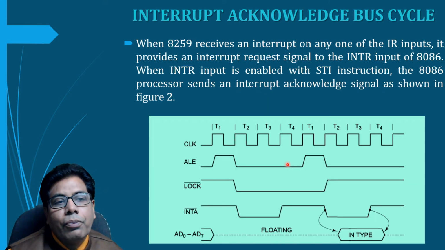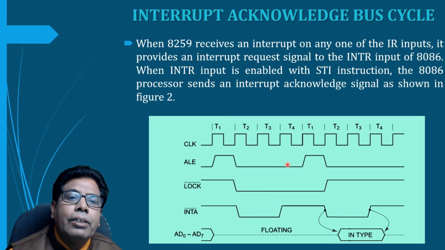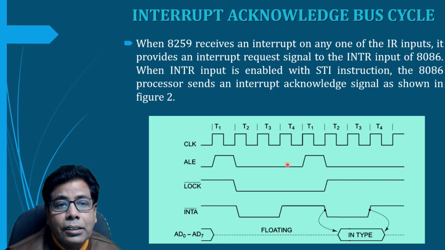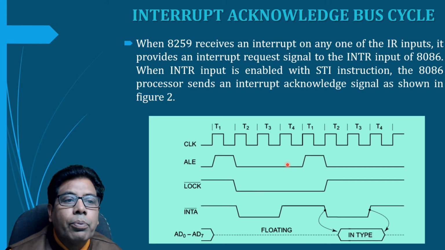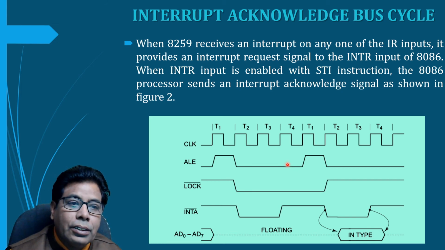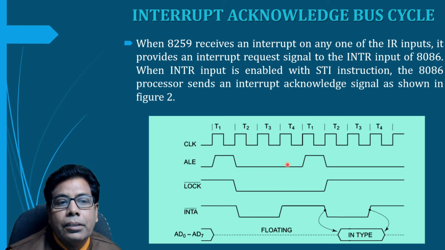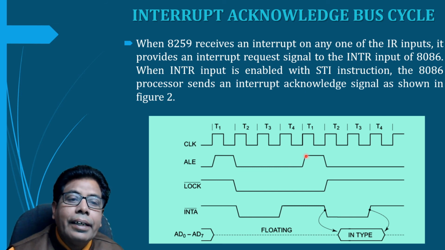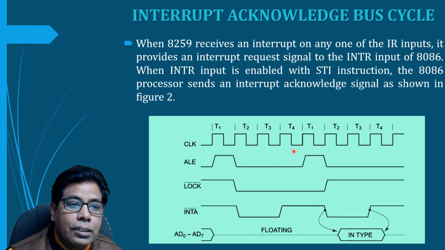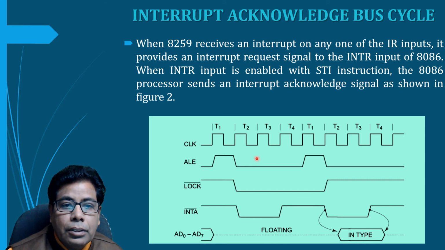When 8259 receives an interrupt on any one of the IR inputs, as we have discussed in the previous figure, it provides an interrupt request to the INTR pin of 8086. Then when the INTR pin is enabled with the STI instruction, the 8086 sends an interrupt acknowledge signal, and this will be sent on the INTA bar line, as we have already discussed. So this figure is showing the interrupt acknowledgement signal.